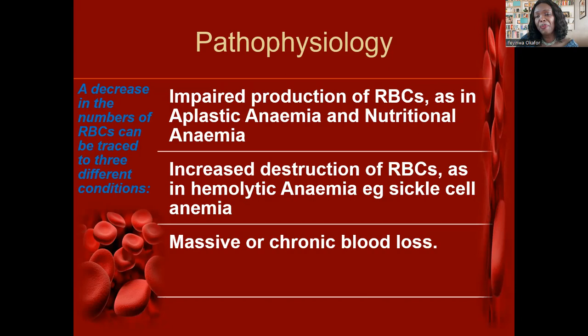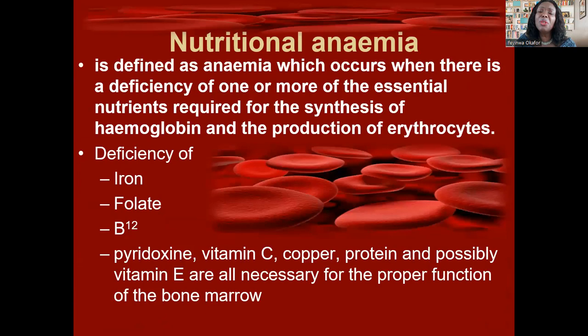It can also affect the total number of red cells in the circulation, and it can also affect the concentration of hemoglobin. Another one is when there is massive or chronic blood loss. When there is massive or chronic blood loss, this can also lead to a reduction in the volume of red blood cell or concentration of hemoglobin that can be defined as anemia.